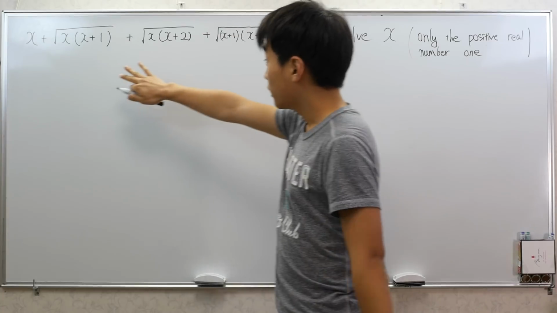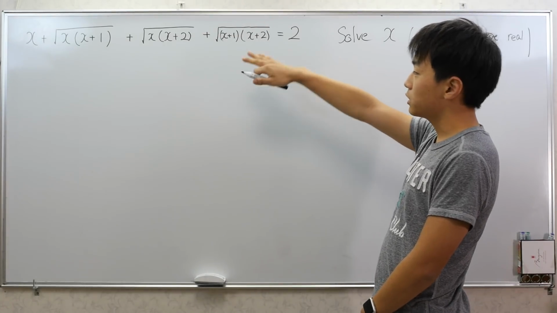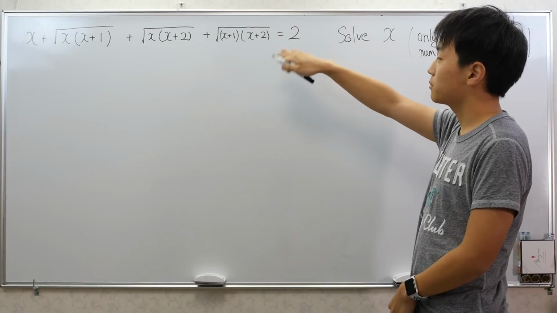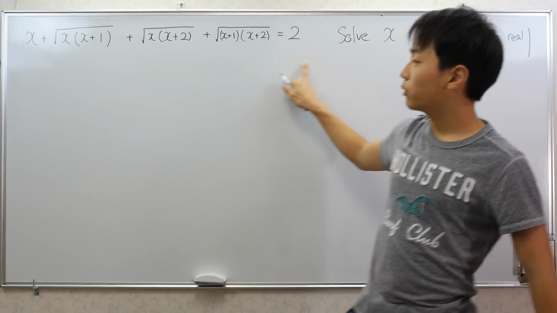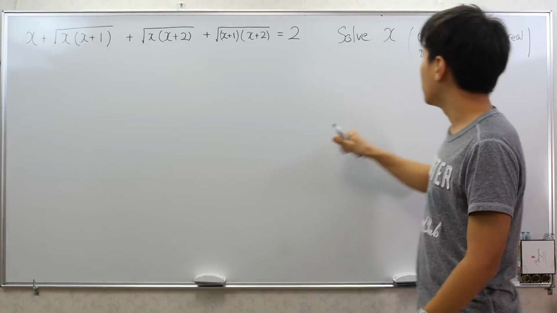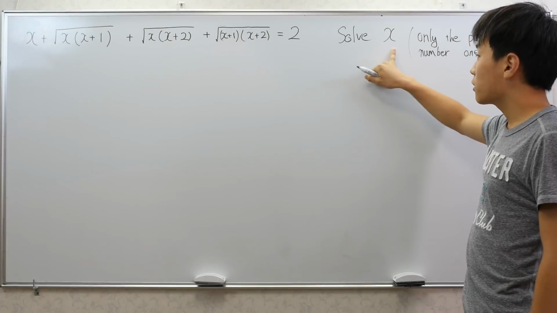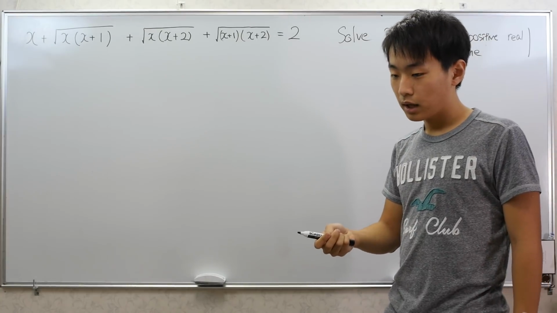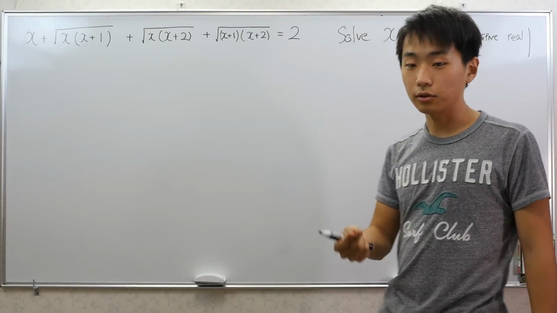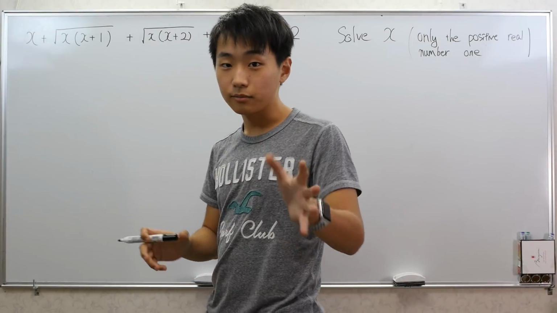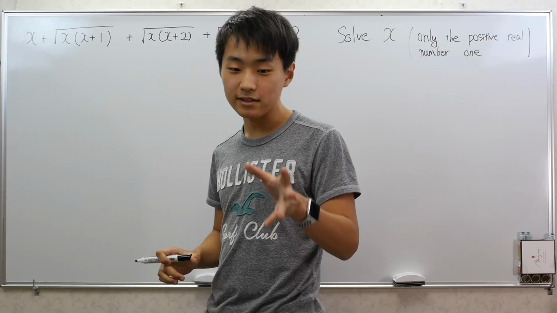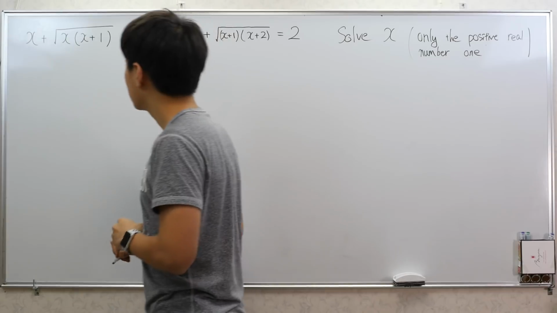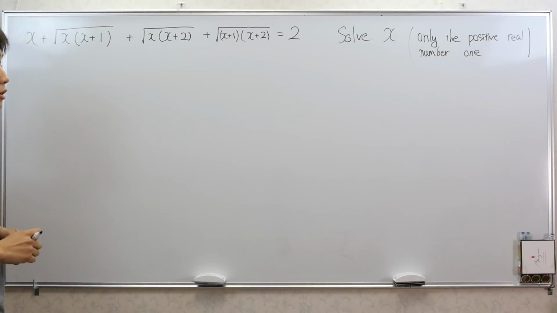So the question is: x plus square root of x times x plus 1, plus square root of x times x plus 2, plus square root of x plus 1 times x plus 2, equals 2. Solve this equation for x. There are two real number answers, but this question only asks for the positive real number. I haven't discovered how to solve the negative one. If you have any ideas, please comment down below. But let's start with the positive real number.